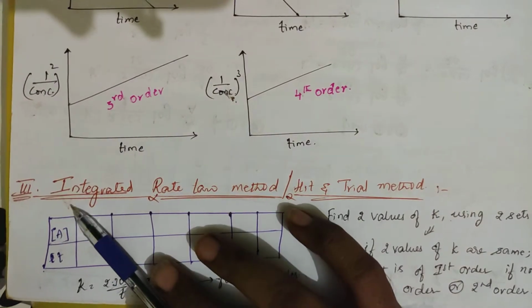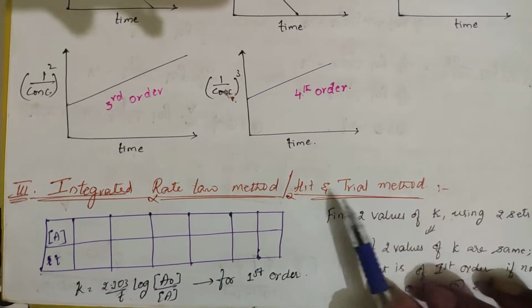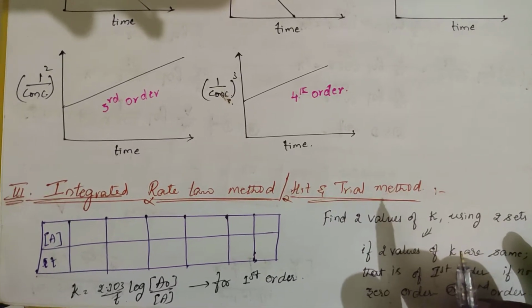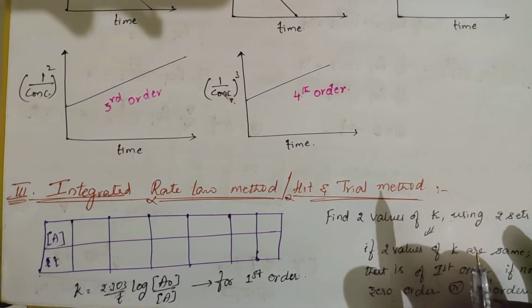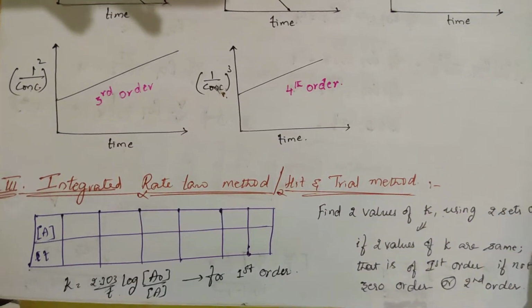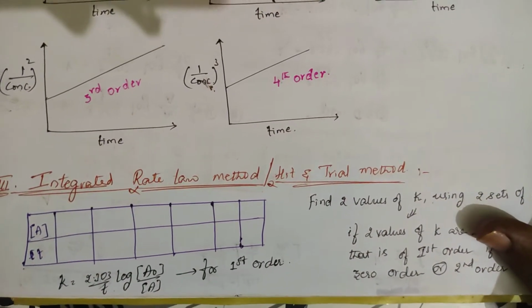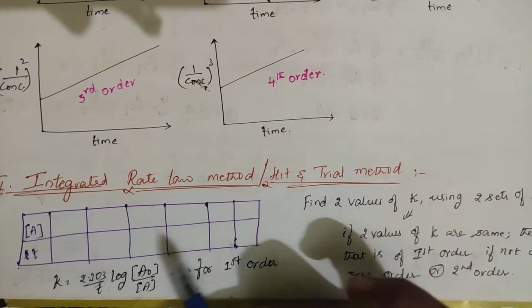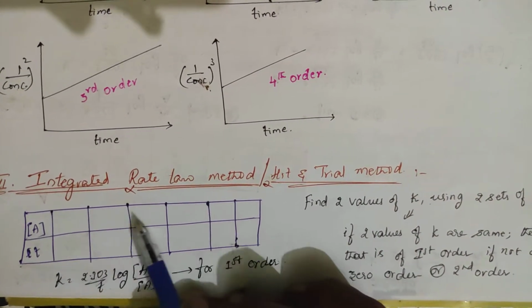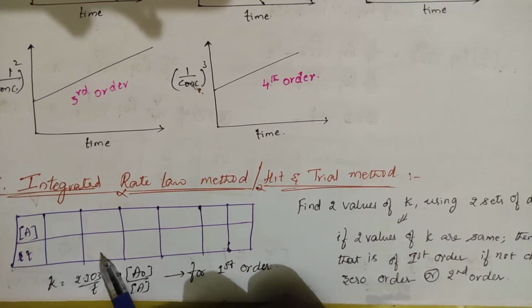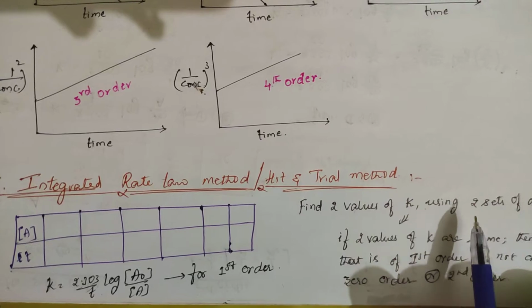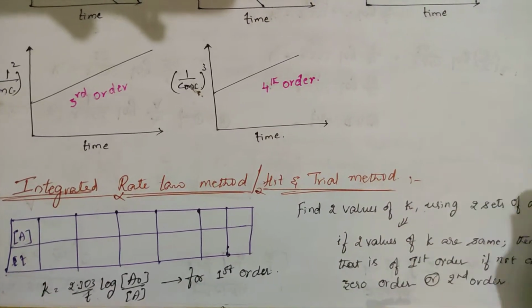And the third method is the integrated rate law method or hit and trial method. See, already we have solved many problems of this type. Already I have shown, even in the morning session we did it in the online classes. So he will be mentioning some values here and some values here. You will take this one with reference to this one, time with reference to this one. So you will be finding out the k values in two sets. Find out the k value.